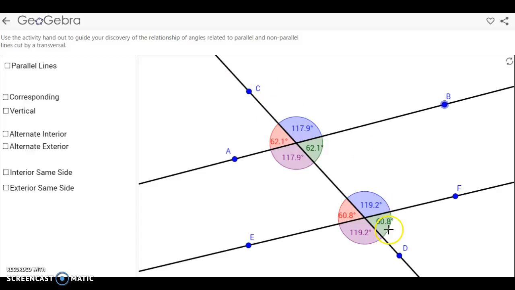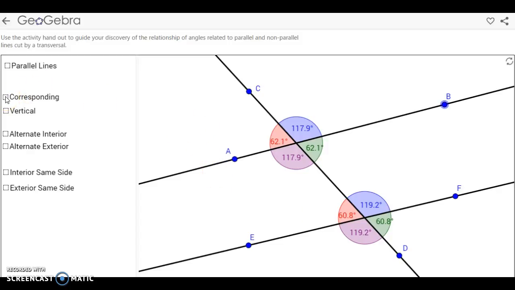But we have this other line here, CD, that is going to cross both of them. Based on our view, that's the only one that we see crossing two others. That's what we define as a transversal. So CD is the transversal for AB and EF. So now we want to take a look at the different types of angles that we have.